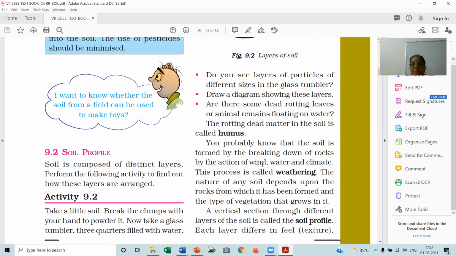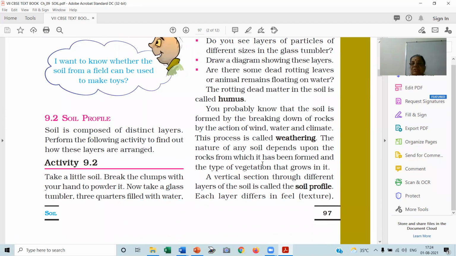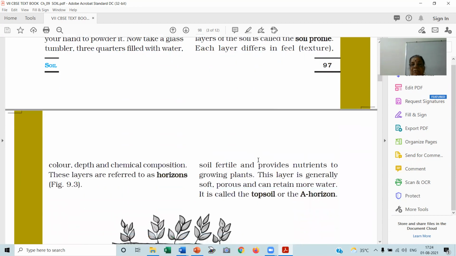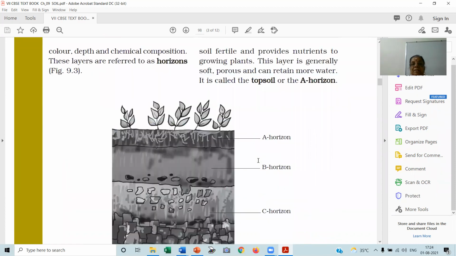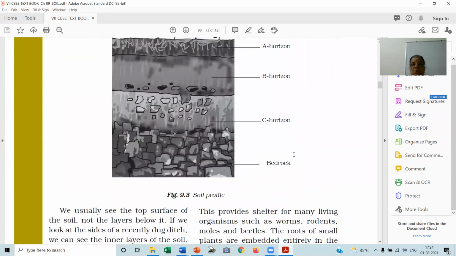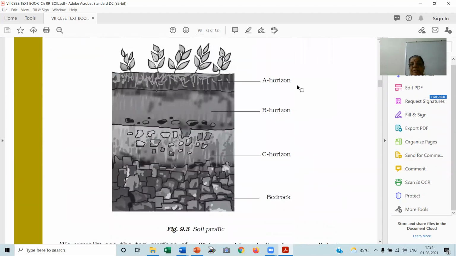Now the weathering I have already told you, I am not going to read it. There are three types of weathering: physical, chemical and biological weathering. And then we talk about the soil profile as A horizon, B horizon, C horizon and bedrock. We have studied this a lot, understand.